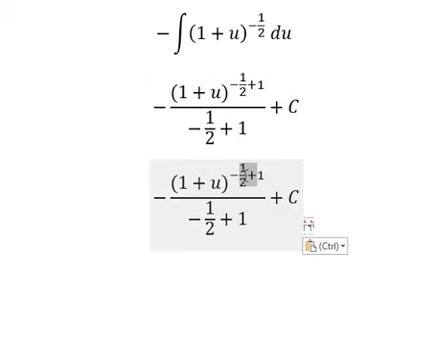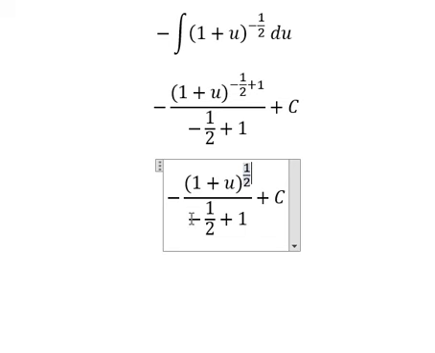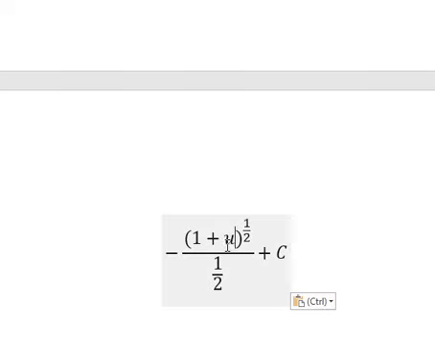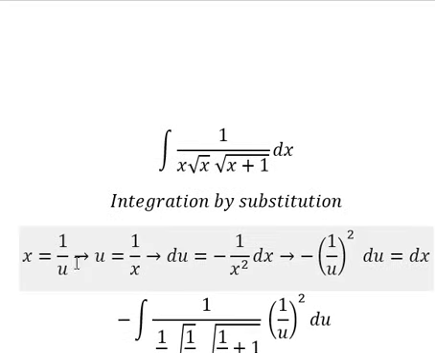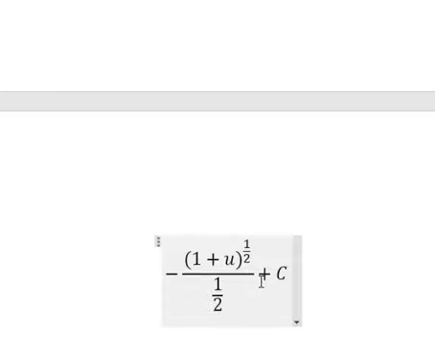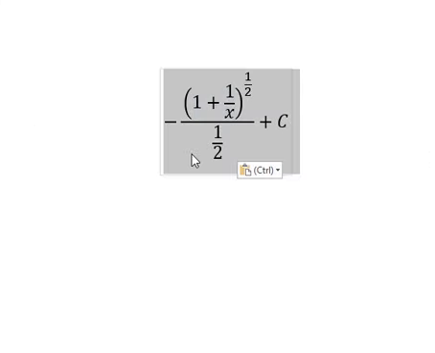So this one, that is about 1 over 2. This one, that is about 1 over 2. About u, that is about this one. And this is the final answer.